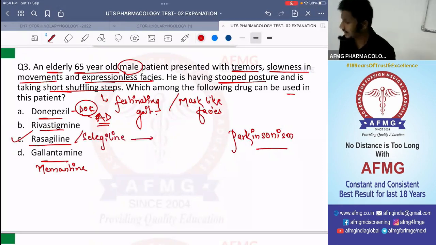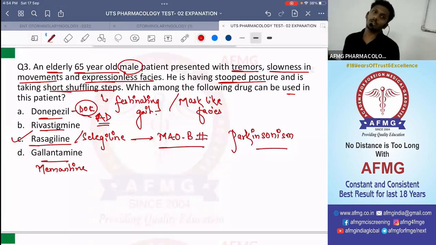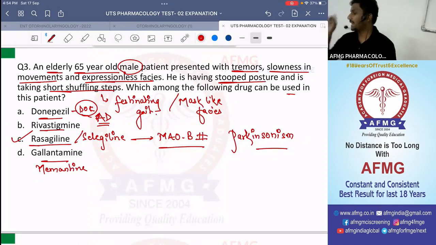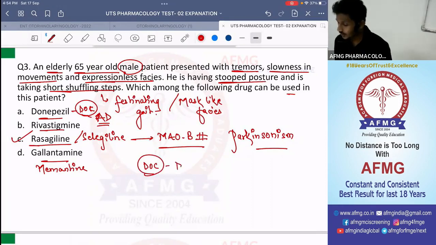What is the mechanism of action of rasagiline and selegiline? MAO A or MAO B? Very good. They are selective MAO B inhibitors. Monoamine oxidase type B is present inside the CNS and they will selectively block it. But if they ask you what is the drug of choice for Parkinsonism, if you need to give a single best answer, it is a D2 agonist, something like pramipexole or ropinirole.